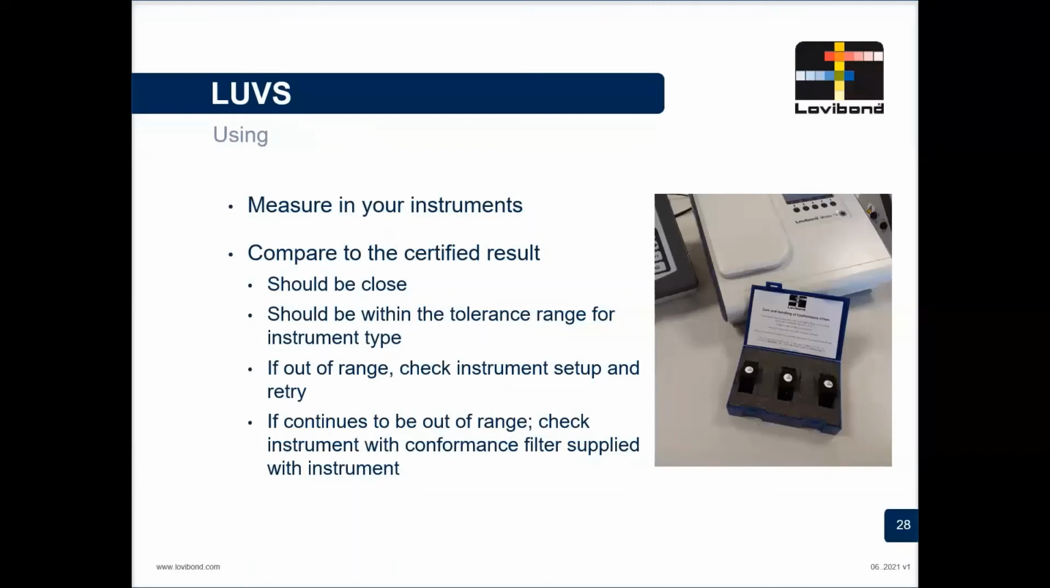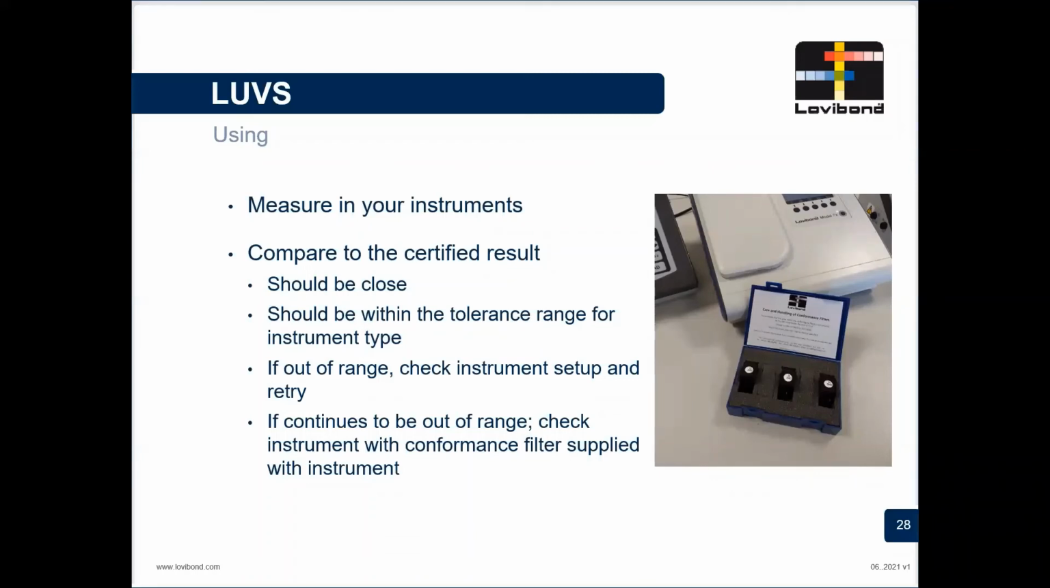So we've got our measurement values. We're going to compare them in the first instance to the certificate values. I'm expecting that they should be close, but they're not going to be exactly the same. So then we should be looking at the lower part of the certificate, the tolerance range for the instrument type. The tolerance range has built in the repeatability and reproducibility that we would expect from different instruments.